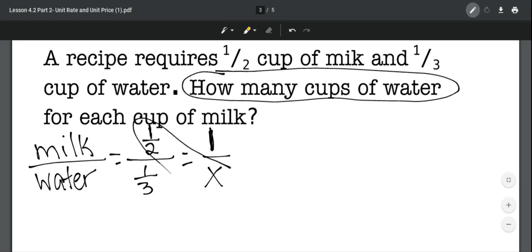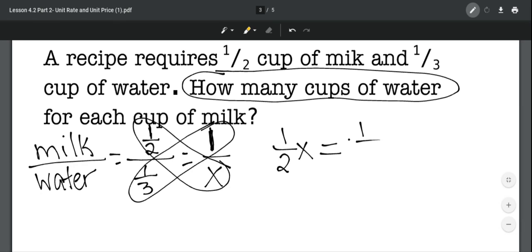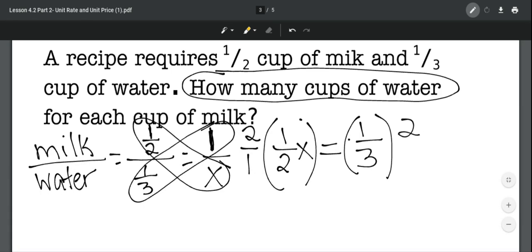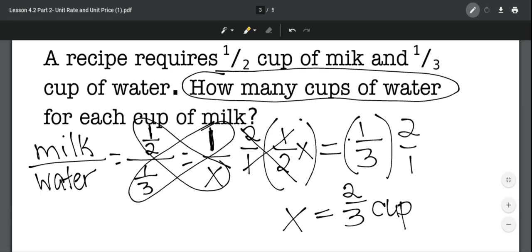Again, let's cross multiply to give us 1/2 X is equal to, on the other side, 1/3. When we have a fraction attached to a variable, we use the reciprocal to eliminate that coefficient fraction. So we're going to multiply both sides by 2 over 1. On this side, they cancel out, so that X is equal to 2/3 cup of water.